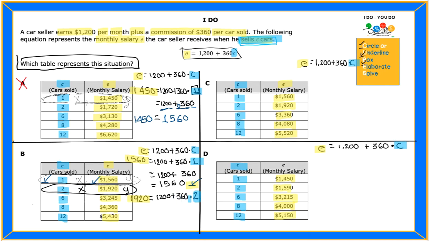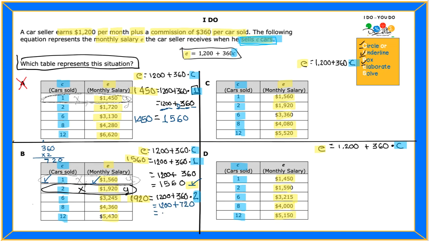We're going to do this multiplication on the side. And I'm going to do here 360 times 2. So let's do it, guys. 2 times 0, 0. 2 times 6, 12. 2 and I carry 1. 2 times 3, 6. Plus 1, 7. So I'm going to bring down the 1,200 plus 360 times 2. That's going to give me 720.